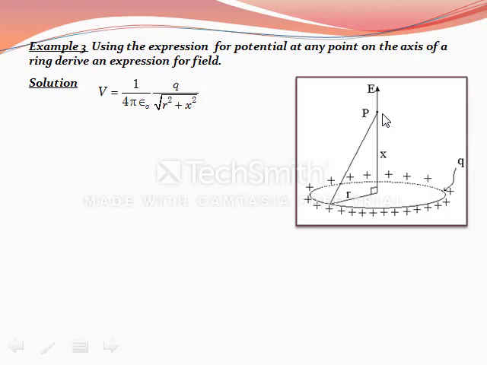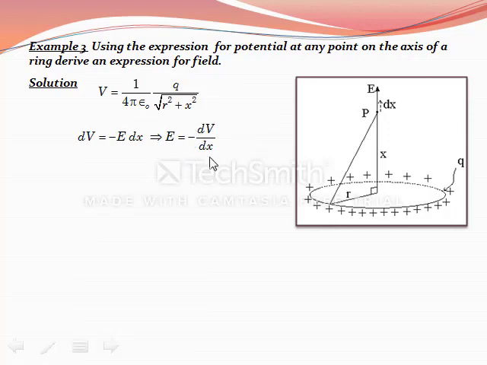So suppose from this point we move upward by a distance dx this way. Moving upward by dx will cause potential to decrease by E dx, or dV is minus E dx. From here only we'll have E as minus dV by dx.